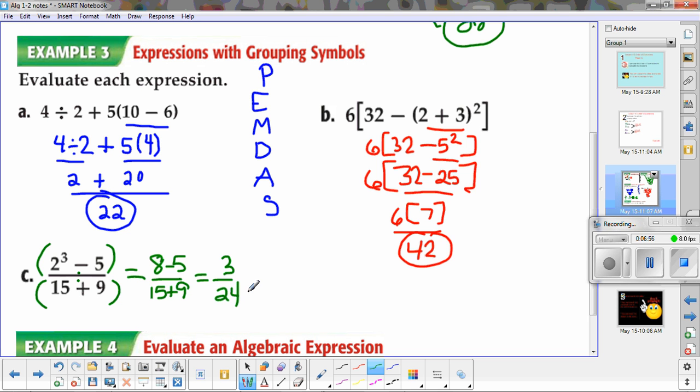Now you could go ahead and do 3 divided by 24, or you could just simplify 3/24 by dividing both the numerator and denominator by 3. 3 divided by 3 is 1. 24 divided by 3 is 8. So it's 1/8.